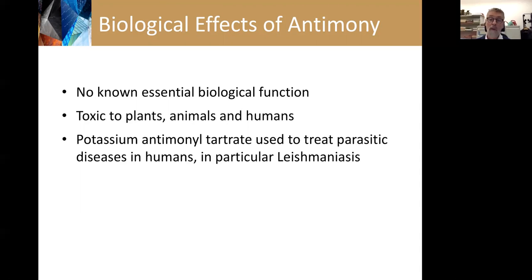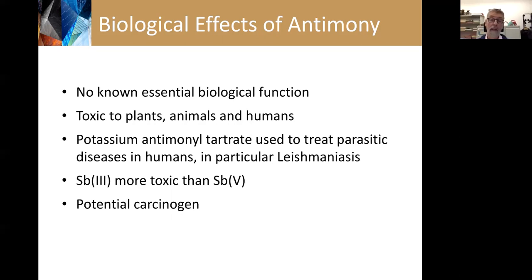In particular, it was also used in the form of potassium antimony tartrate to treat humans against parasitic diseases, in particular leishmaniasis and also schistosomiasis. I hope I pronounce this so you could understand it. It has also been found that the reduced state, antimony(III), is more toxic than antimony(V). And it is suspected to be a carcinogen.